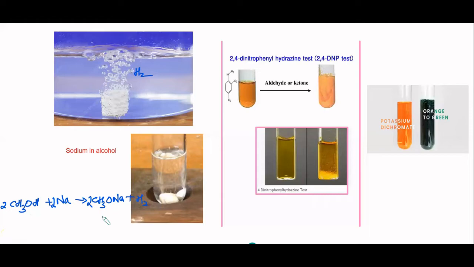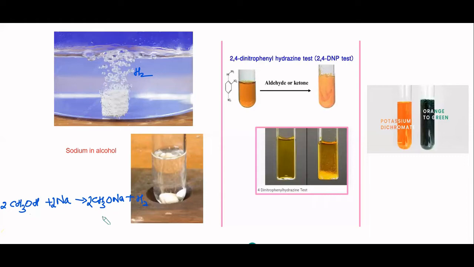So if the alcoholic group is present and you drop in sodium metal or potassium metal, an alkali metal, sodium or potassium, both will work. If you're dropping the alkali metal into it, definitely it will be producing hydrogen gas. So that's the test with sodium metal.